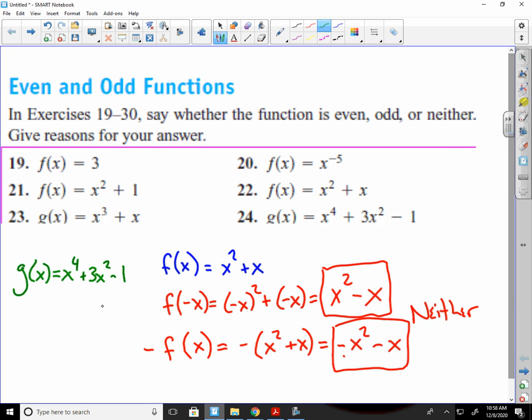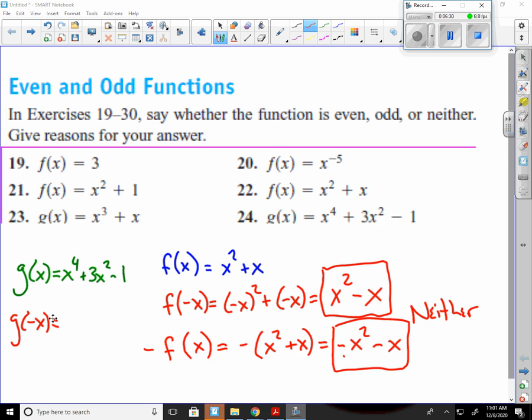Now I have x to the fourth plus 3x squared minus 1. I want you to try this one. See if you can figure out whether it is even, odd, or neither. A negative x in everywhere we see an x. So it's negative x to the fourth plus 3 times negative x squared minus 1.